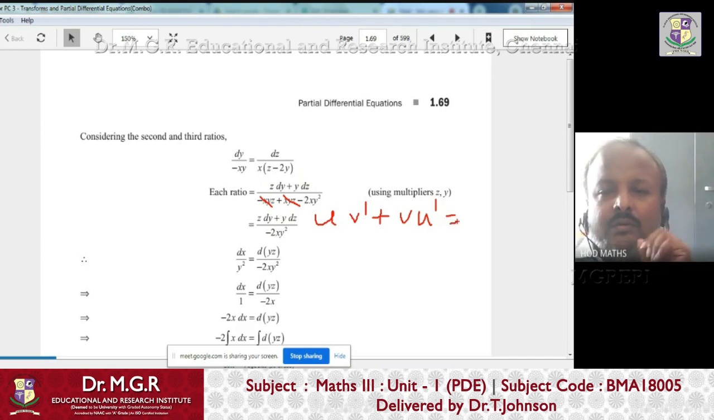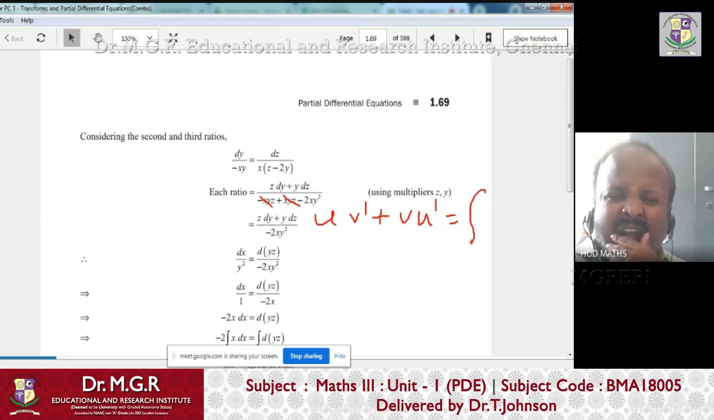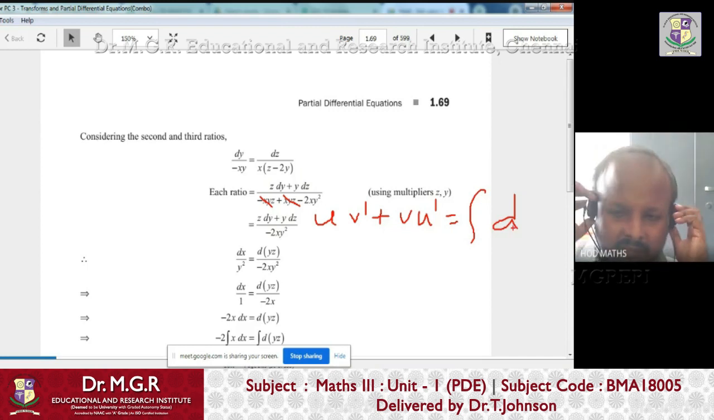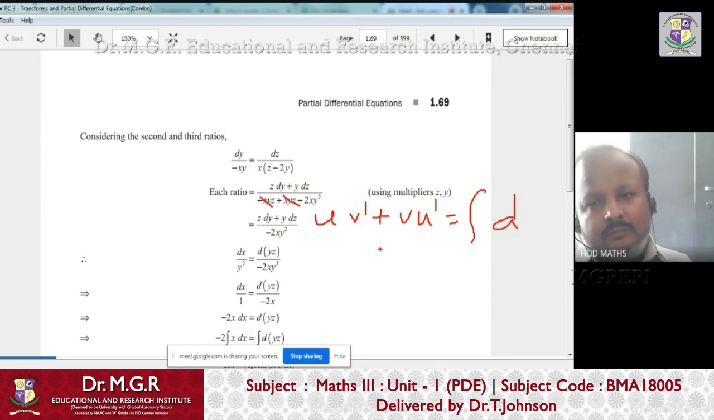What is this rule? Integral. Oh, differential. What is this rule? When you get u v dash plus v u dash, is it integral or differential? Anybody answer?